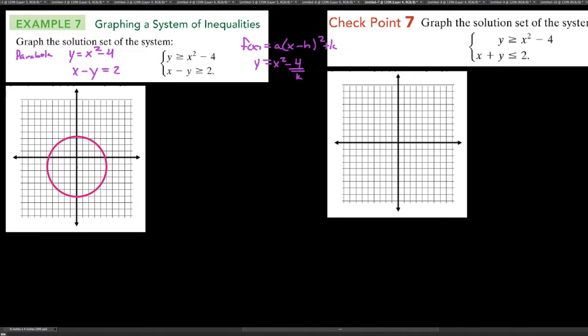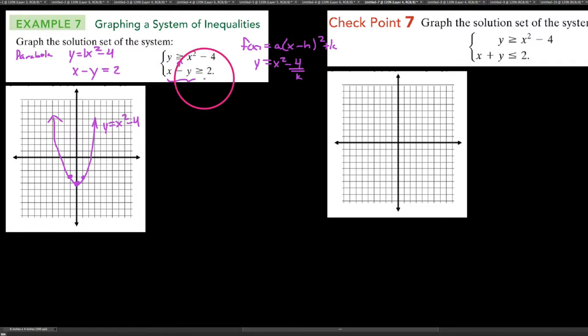Shifting down 4, 1, 2, 3, 4, we see that the vertex would be right here. With an a value of 1, as I go right 1, I'll go up 1. Because we have a greater than or equal to, we're going to draw a solid line through these. My parabola would look something like this, and then we'd have symmetry on the left side, and this would be solid. To label this, we say this is y equals x squared minus 4, and there's its graph.